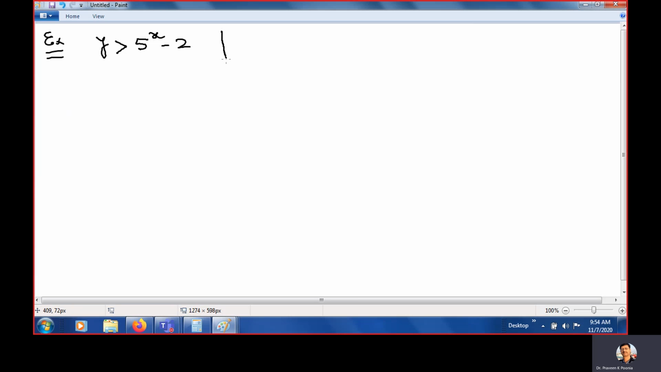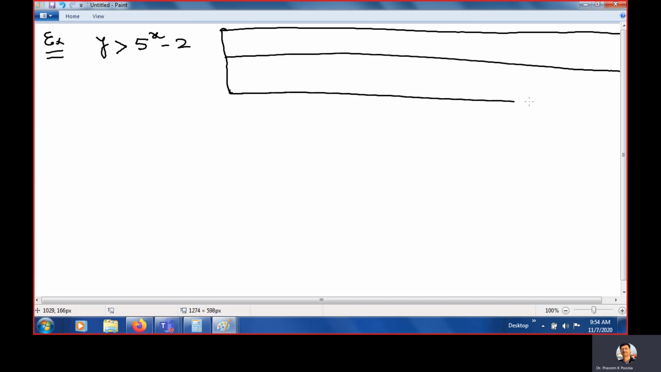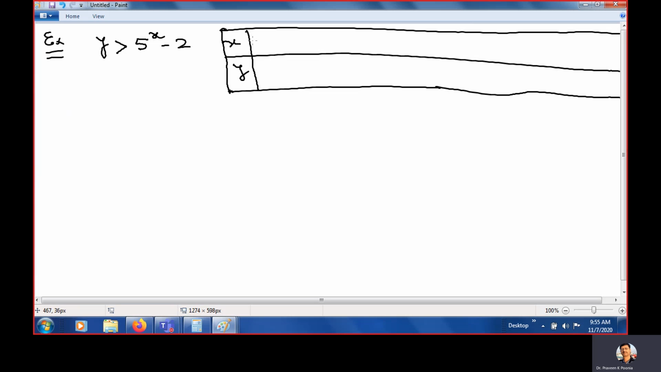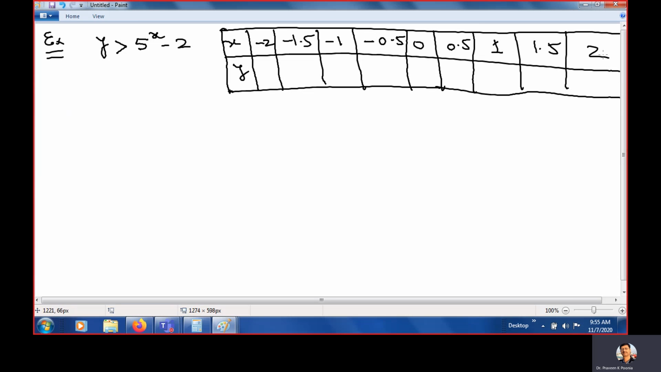Okay. Let us draw the table here. x, y. So we will start with minus 2, minus 1.5, minus 1, minus 0.5, 0, 0.5, 1, 1.5 and 2. This is clear.